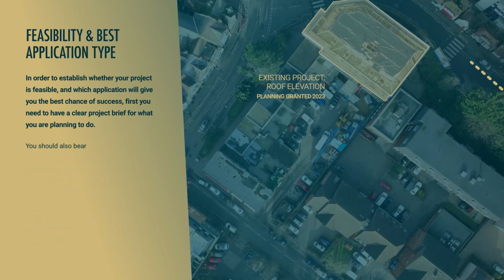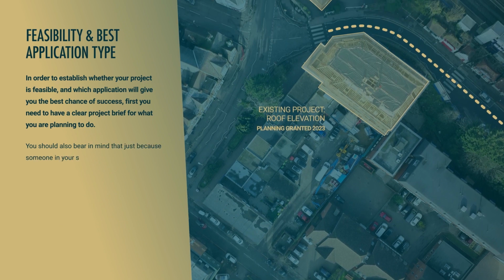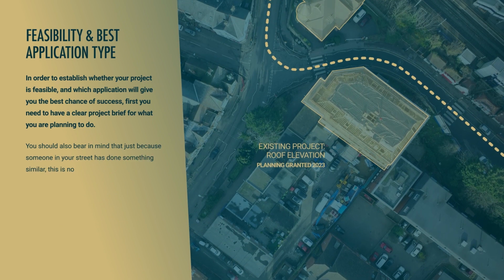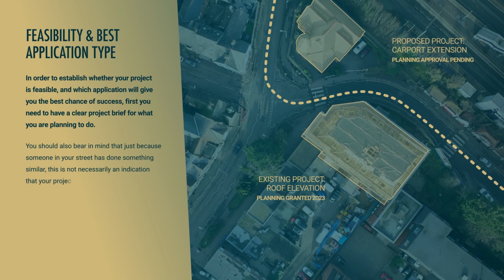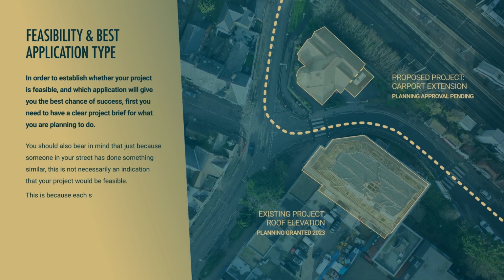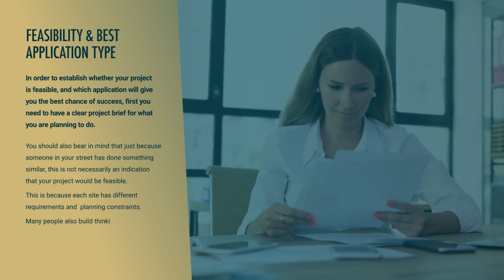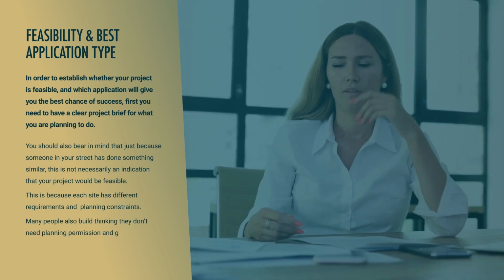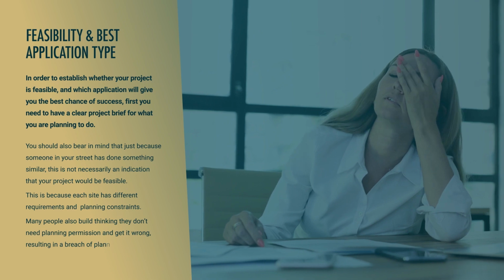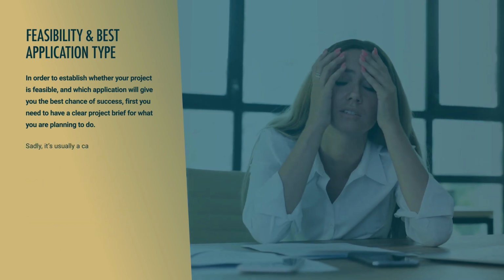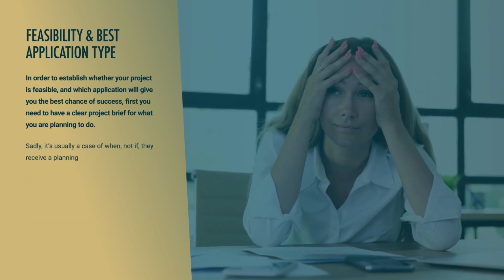You should also bear in mind that just because someone in your street has done something similar, this is not necessarily an indication that your project would be feasible. This is because each site has different requirements and planning constraints. Many people also build thinking they don't need planning permission and get it wrong, resulting in a breach of planning law. Sadly, it's usually a case of when, not if, they receive a planning enforcement notice.